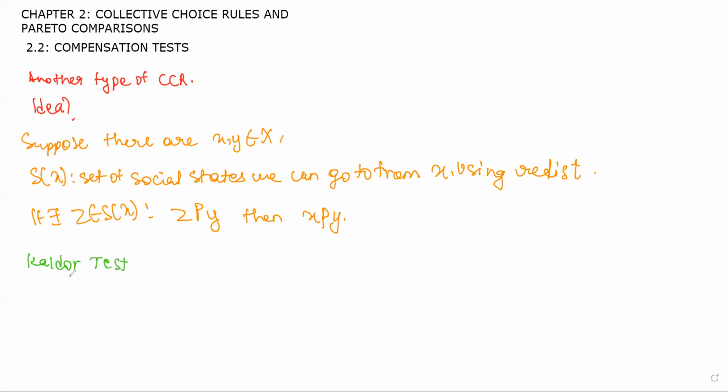Kaldor test says in this above definition, P is equal to R. So if there exists Z belongs to S of X such that Z P bar Y, then X P Y. That is how you define the collective choice. So note, P bar is not the collective choice. P bar is being used to define this new collective choice rule, which is called the Kaldor compensation test.